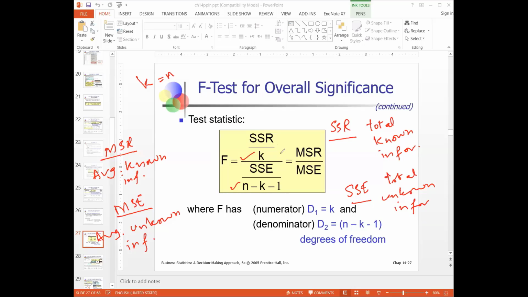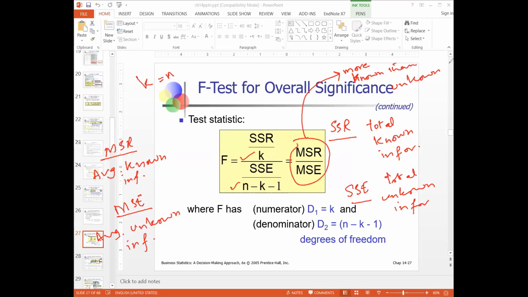So what is F test? F test is comparing average known information divided by average unknown information. So if this number is high, what will it mean? It will mean that we have more known than unknown.